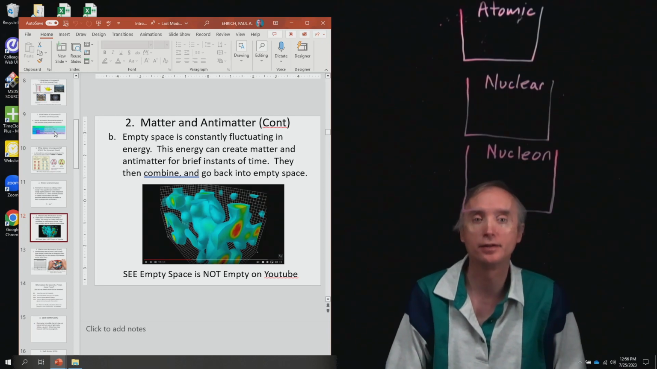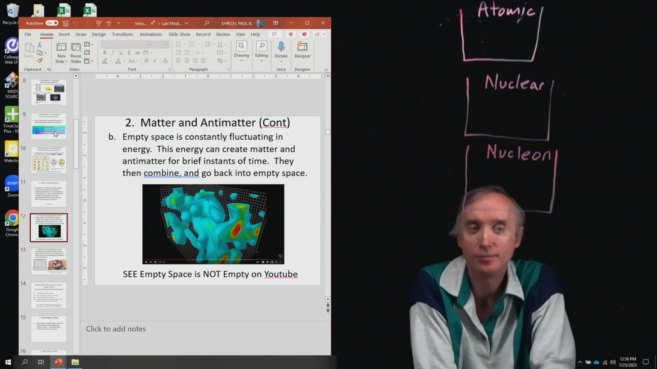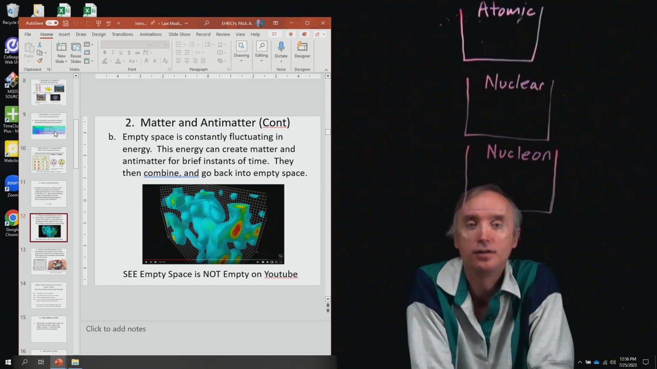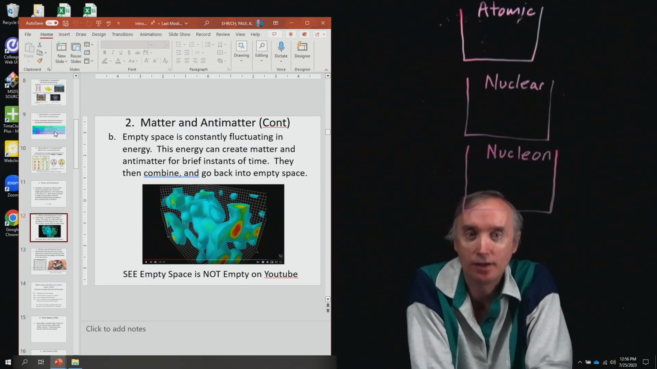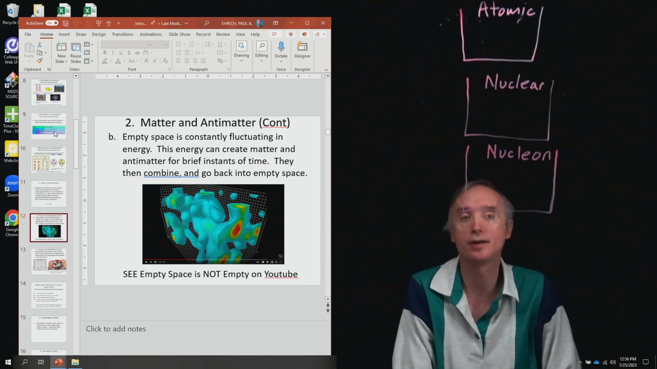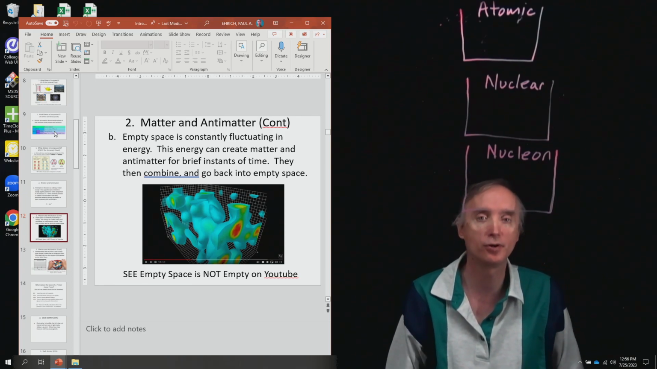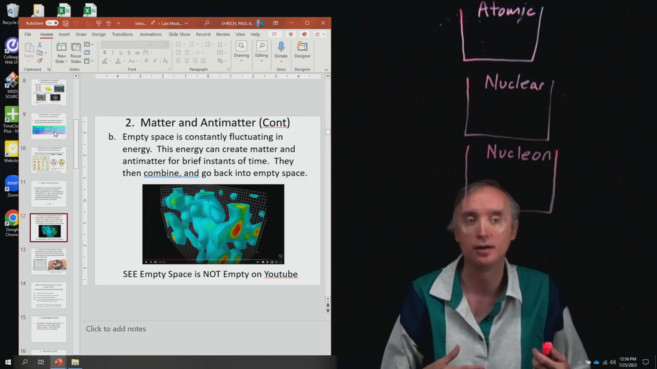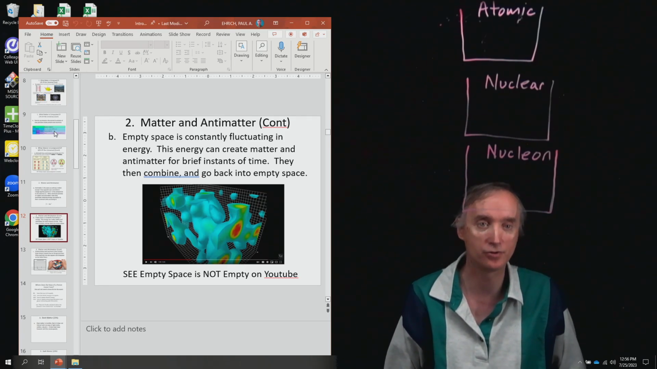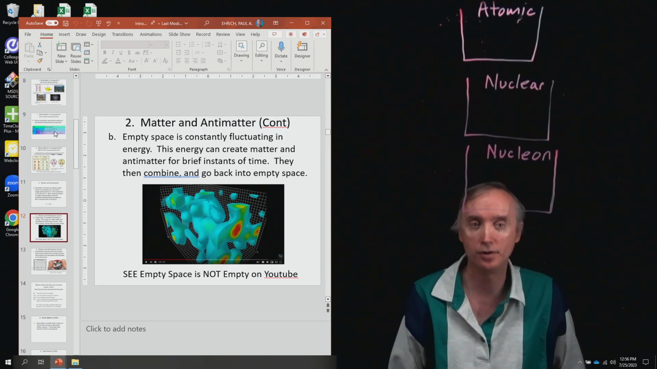Okay, I'm back, and now we want to talk about what empty space is. So empty space is the same thing as virtual space. And what this means is that surrounding us and permeating us is an infinite amount of energy. And for short periods of time, this energy can be converted into matter and antimatter.